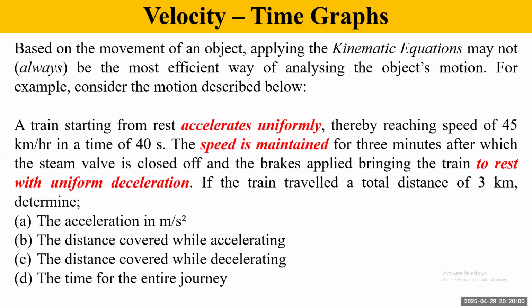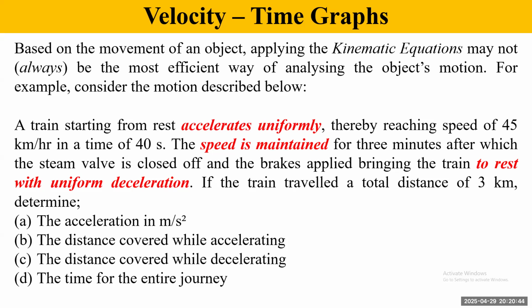For example, we're going to look at a train starting from rest, and the train accelerates uniformly. Once it says uniform acceleration, it means that it's a slope, right? A straight line, a slope going up to where it will start having maybe uniform velocity. Thereby reaching a speed of 45 kilometers per hour in a time of 40 seconds. So it gives you the speed and it gives you the time that the train accelerates between, right?